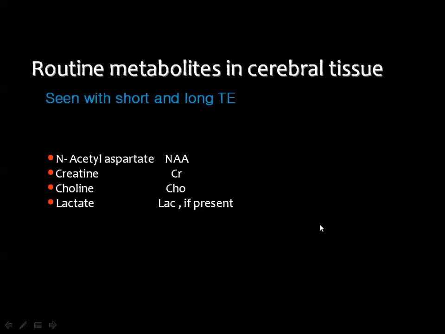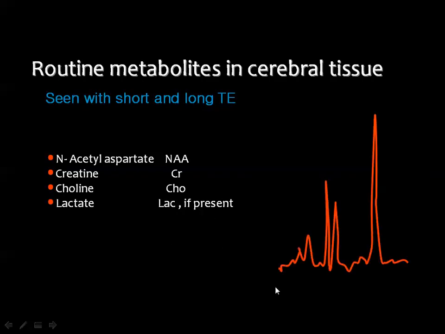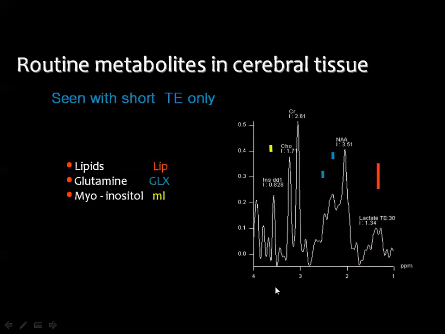And what are the metabolites routinely seen in the brain tissue? The metabolites seen in the short and long TE include N-acetyl aspartate, creatine, and choline. And lactate will be seen on short and long TE if present. Lactate is not usually present in the normal brain tissue. Then what are the metabolites seen only on short TE? These are the lipids, the glutamine and the glutamate, and the myoinositol. These are the three metabolites that are added to the spectrum whenever you are using the short TE.